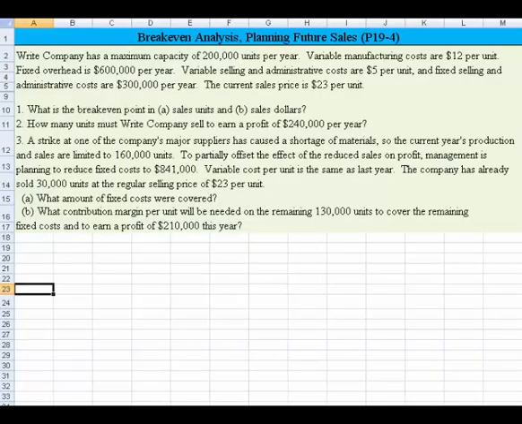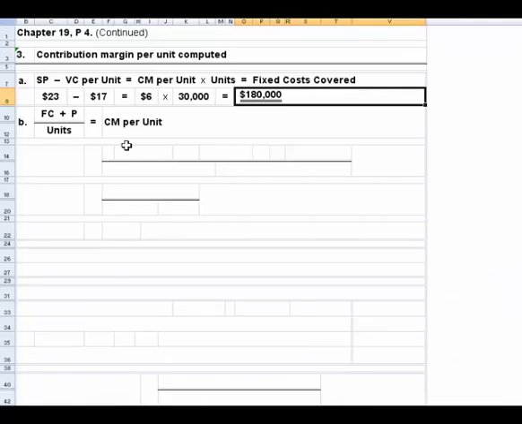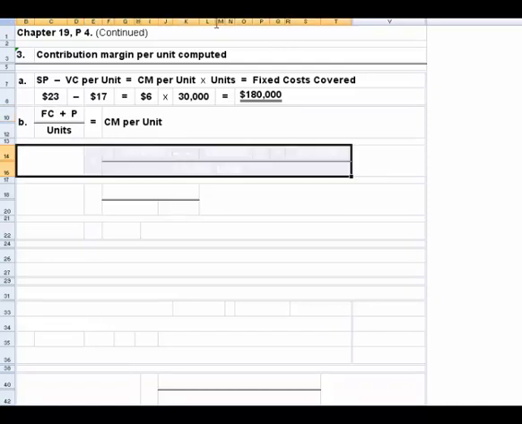Now, Part B says what contribution margin per unit will be needed on the remaining 130,000 to cover the fixed cost and earn a profit of $210,000. So again, we have a targeted profit that we need to resolve. We add the profit right into the formula, there you see the P, divided by the number of units to come up with the contribution margin per unit.